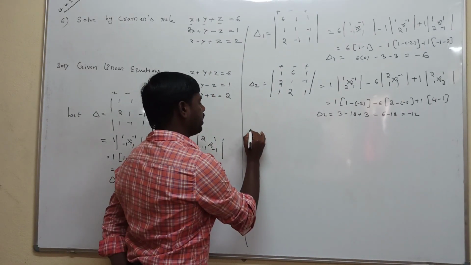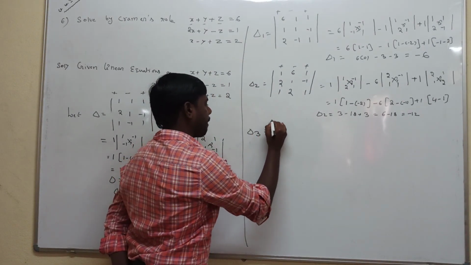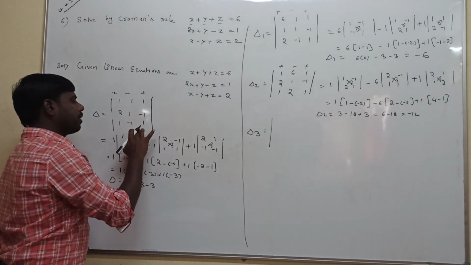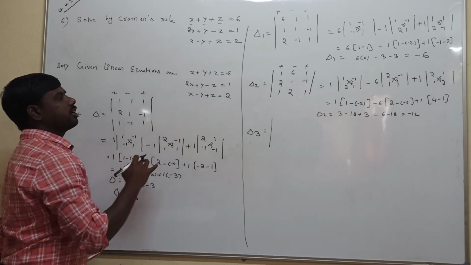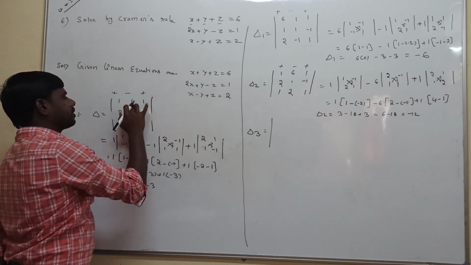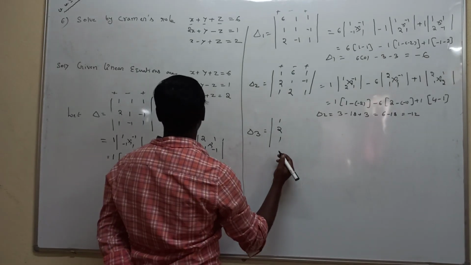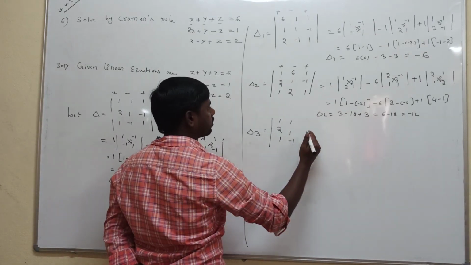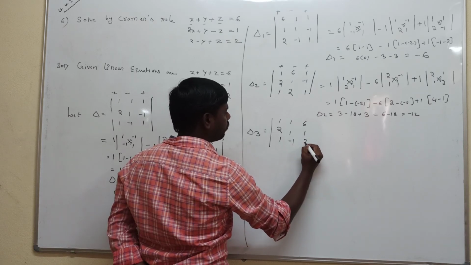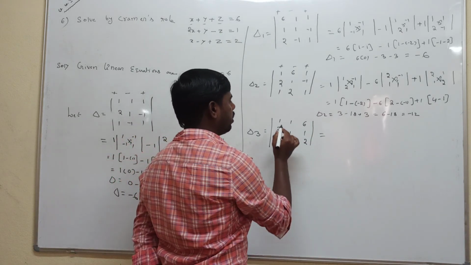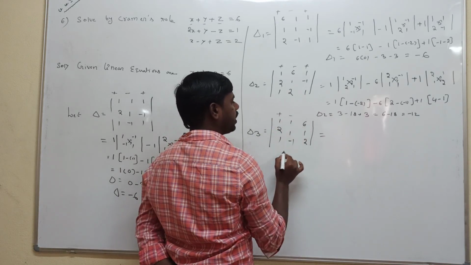Next we are calculating delta 3. From delta, the third column is replaced by the constant values 6 1 2. The first column is 1 2 1, the second column is 1 1 minus 1, and the third column is replaced by 6 1 2. It is a 3 by 3 matrix, that's why we consider the signs positive, negative, positive.